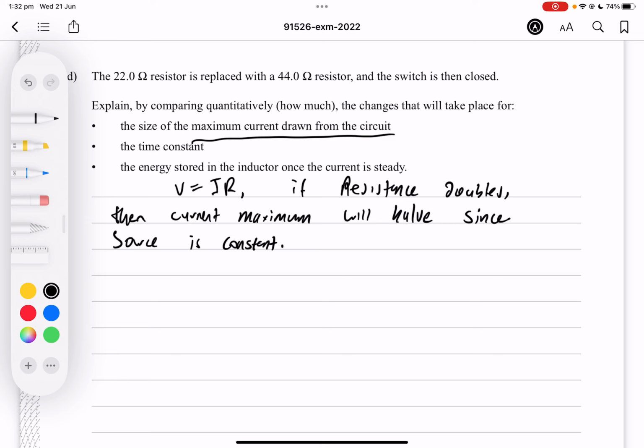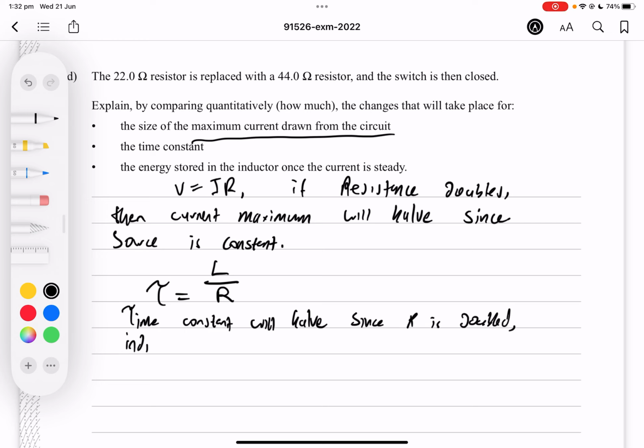So in terms of the time constant, it is equal to L over R. So in this case, when the resistor is doubled, therefore the time constant will be halved. So time constant will halve since resistance is doubled.